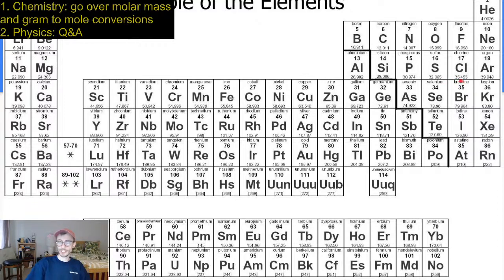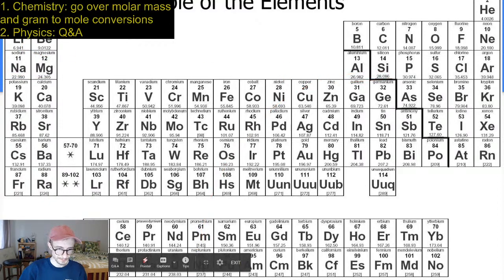When you're doing these problems on your own, there'll be some lenience with rounding, or we'll just give you the molar masses. If we give you the molar mass, then use the one we give you. If you're using your own periodic table, then a little bit of rounding is fine.